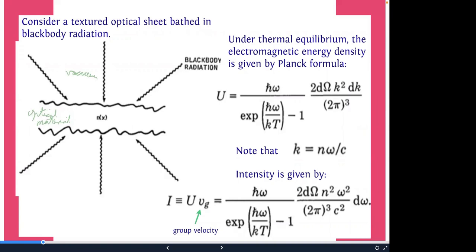Now, when we have thermal equilibrium, what does that mean? That means this material here will be at the same temperature as its surroundings. So it's not going to lose or gain energy. That's the idea. Under those conditions, you have energy density inside this material given by an equation called the Planck's formula. Now, we don't need to memorize any of this, but the key thing to keep in mind is that this is the amount of energy.